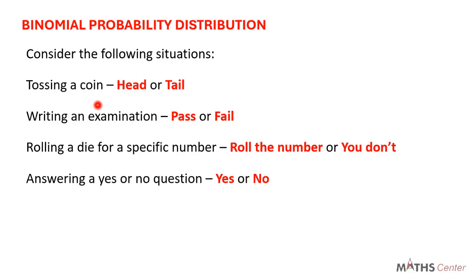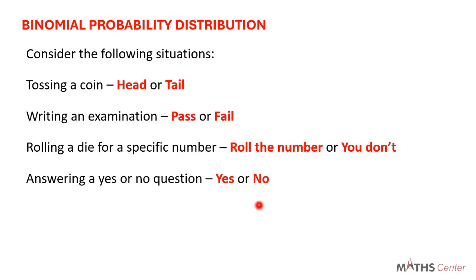You can see that in all the four situations that you have considered here, in each of them, you have two possible outcomes. So when you toss a coin, it's either you get a head or a tail. When you write an exam, it's either you pass or you fail. When you roll a die for a specific number, it's either you get the number or you don't. When you are asked a yes or no question, it's either yes or no. Each of them has two possible outcomes, and those two possible outcomes cannot happen together.